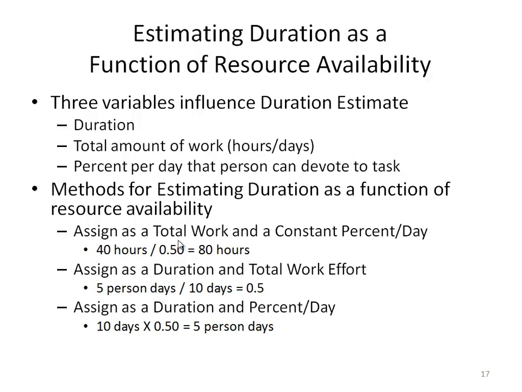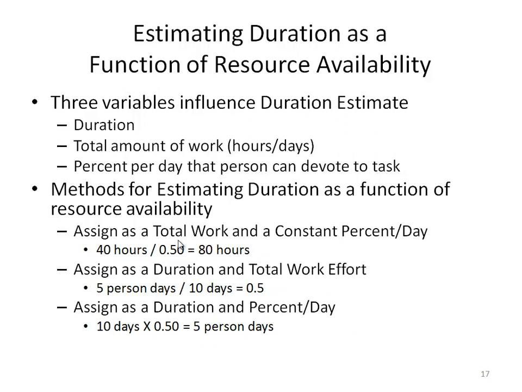The methods for estimating duration as a function of resource availability will be either constant percent per day. So we have 40 hours with just 50%. I will do half the job every day. Then it will be done in 80 hours. That's the total estimation or total duration of a task.